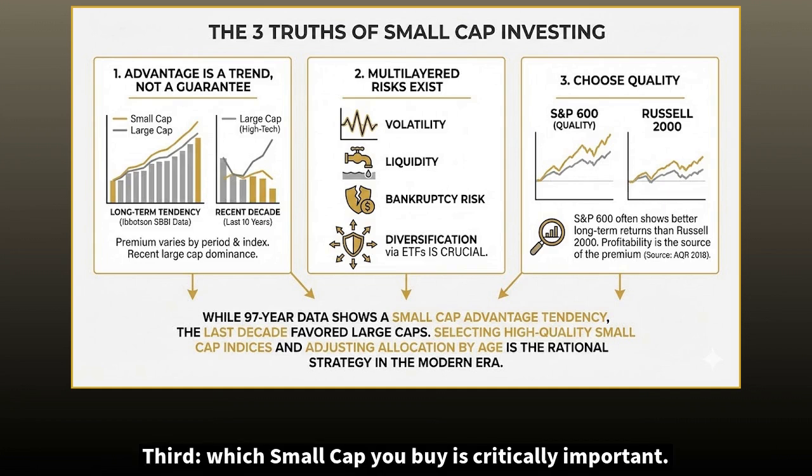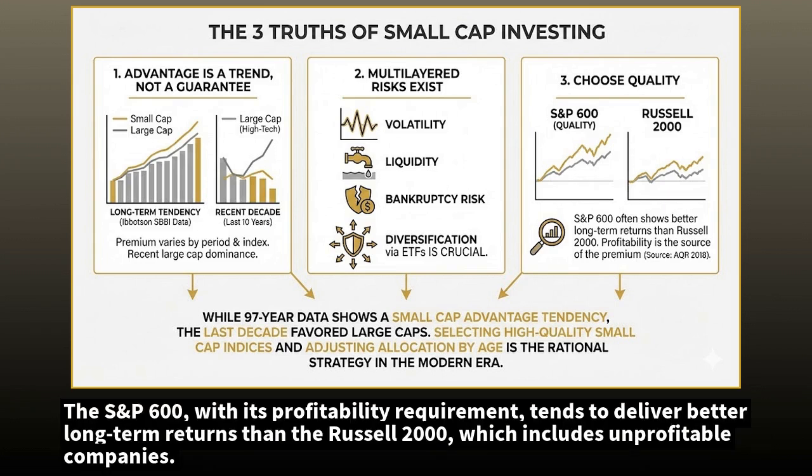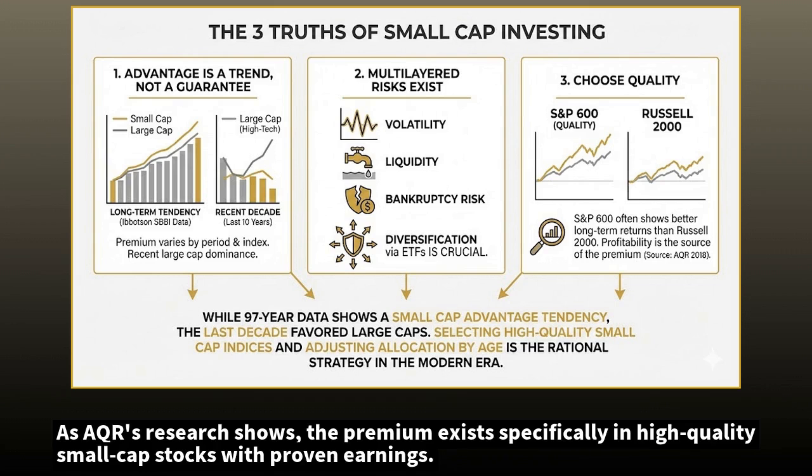Third, which small cap you buy is critically important. The S&P 600, with its profitability requirement, tends to deliver better long-term returns than the Russell 2000, which includes unprofitable companies. As AQR's research shows, the premium exists specifically in high-quality small-cap stocks with proven earnings.